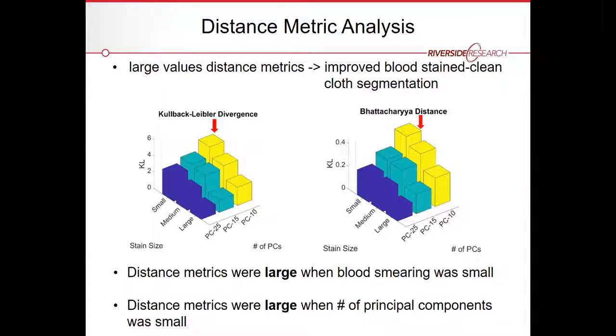That means, again, your blood stain size is not too big. And when you're using a small number of principal components, that means a small number of the strongest components from the original physical spectral bands of the HSI. For practical purposes, that's saying you can really segment blood if your blood stain is not too big with respect to your field of view, and if the number of principal components, your strongest components, is small.